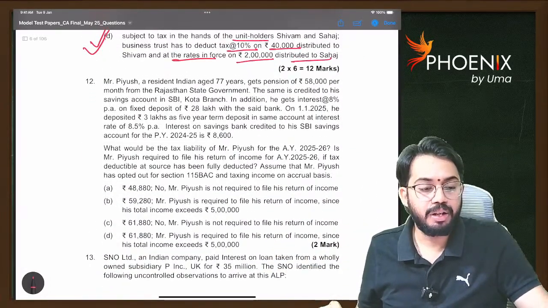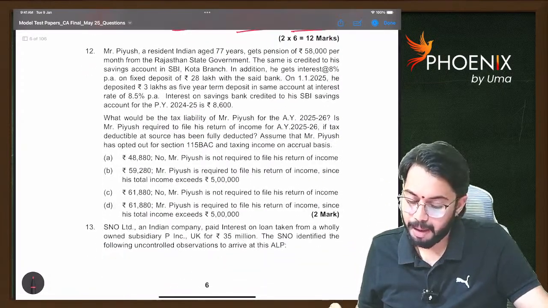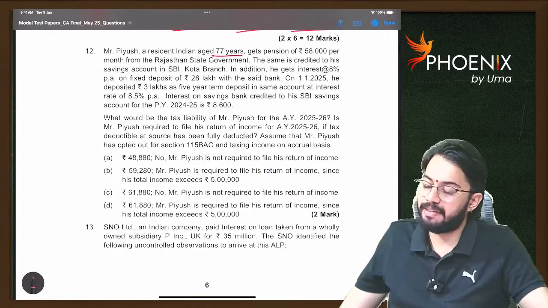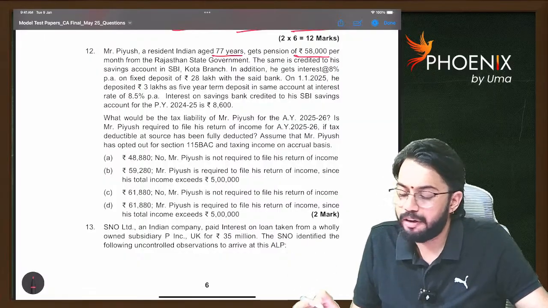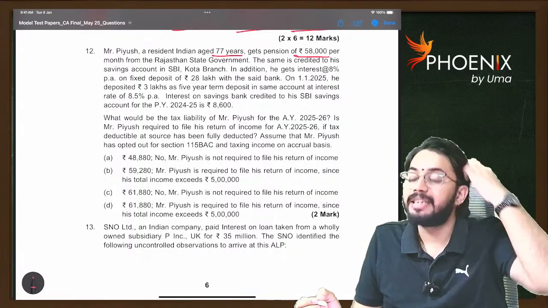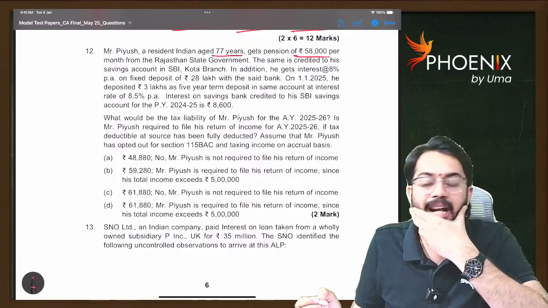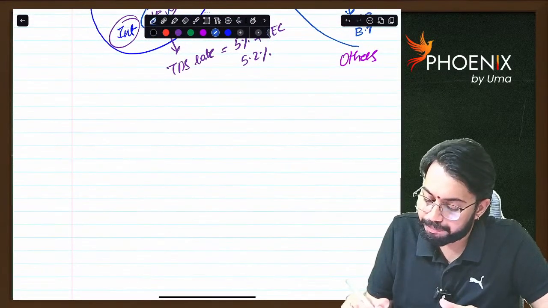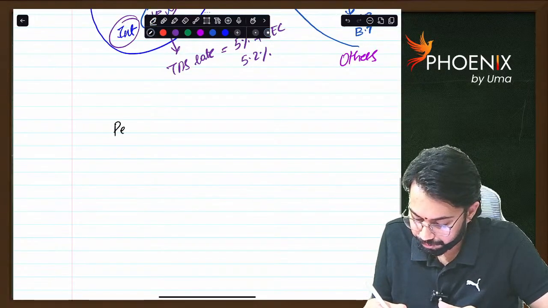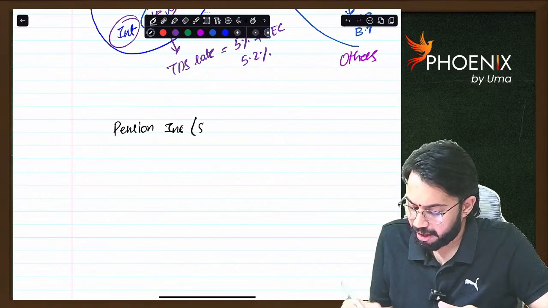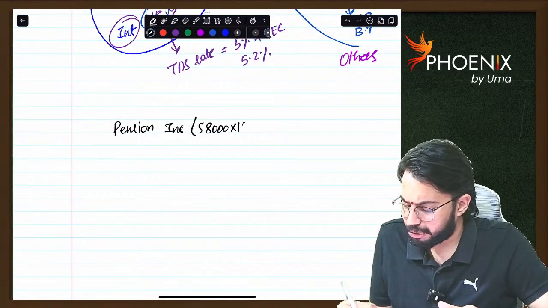Next, 12th question. Mr. Piyush, resident Indian, aged 77 years, gets pension of 58,000 per month from the Rajasthan state government. The pension income is taxable under the head salaries. So, how much is the pension income? Pension income is 58,000 into 12.